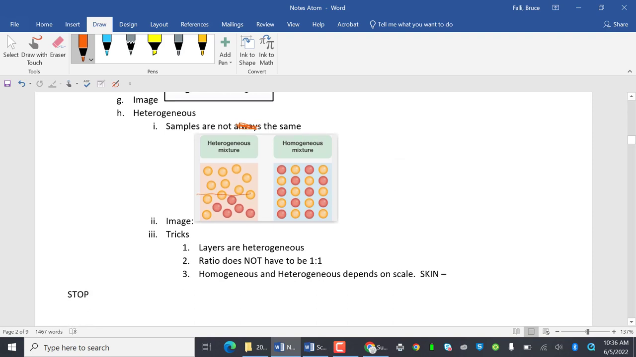Image, do you see how if I break it right here, the top part's all yellow, the bottom part's all red.